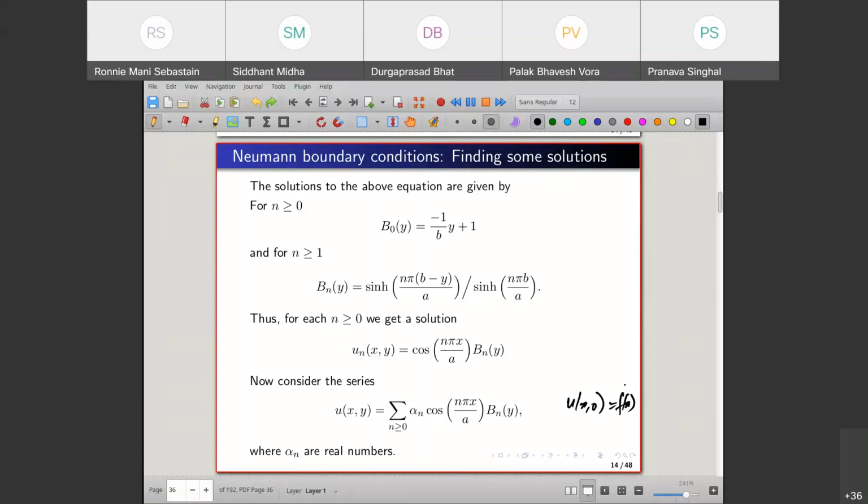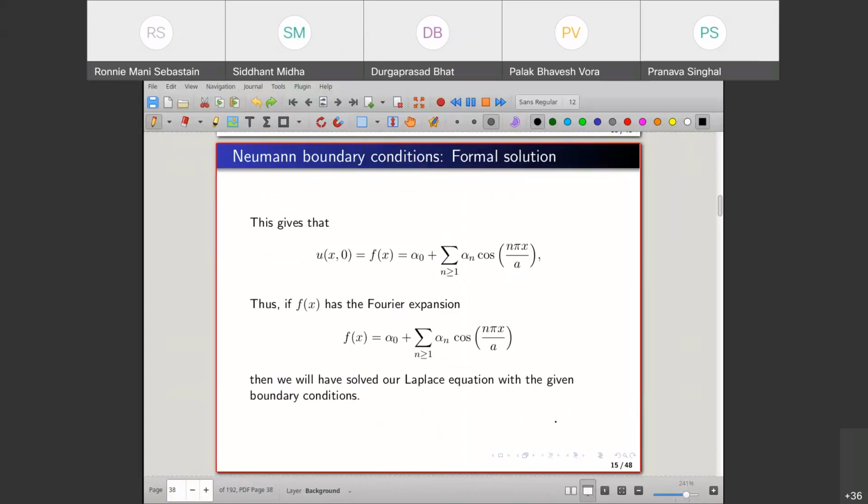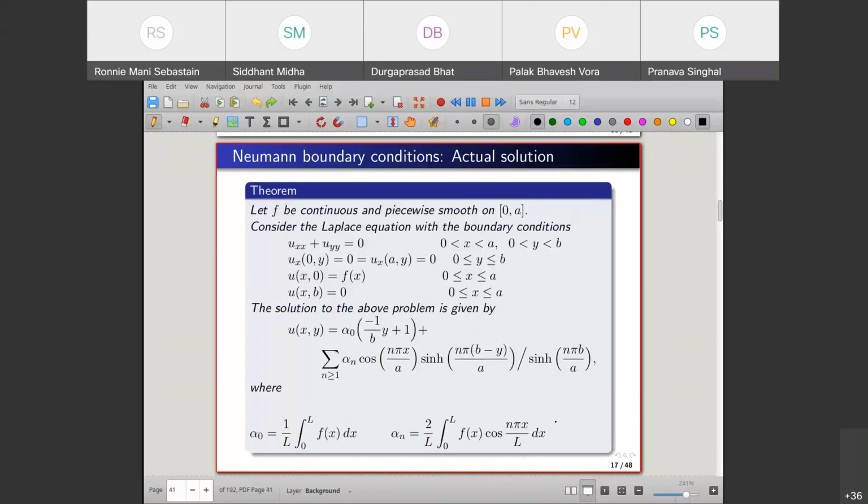Let me come to that question after I finish the discussion. We consider this series, and this will tell us that the alpha n's are going to be the Fourier coefficients of f. So let's just move to our final slide. It says that if f is continuous and piecewise smooth on (0, a), then the Laplace equation has this solution.